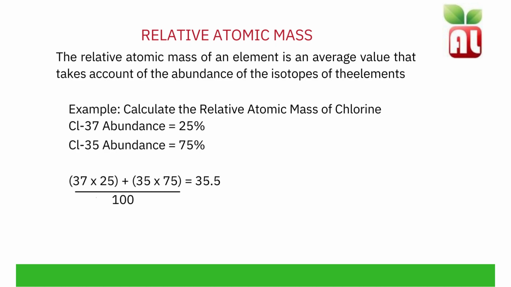To calculate the relative atomic mass, you multiply the mass number of the isotope by the abundance, and you repeat for the number of isotopes, dividing this number by 100 to give you the relative atomic mass. Therefore, for chlorine, we do 37 × 25 plus 35 × 75. Divide this number by 100 and you get an answer of 35.5, which is why we see the mass number of chlorine in the periodic table to be 35.5 and not a whole number.